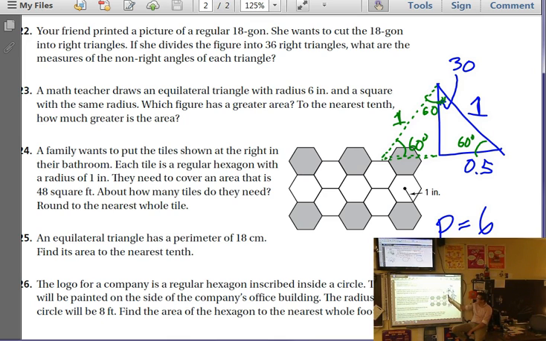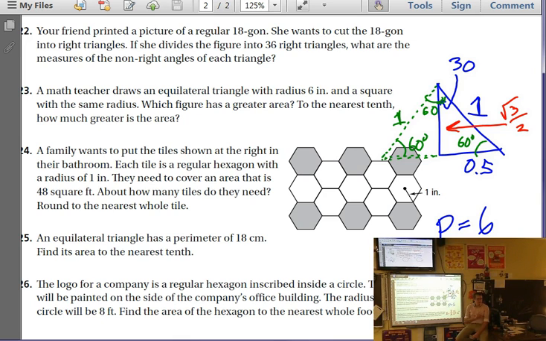My apothem, we had said, was radical 3 divided by 2. And do your apothem times your perimeter, chop it in half. So apothem times perimeter, I'm going to get 3 radical 3. Then when I chop that in half, I'm going to get 3 halves radical 3 for my area of each one. And that would be inches squared.